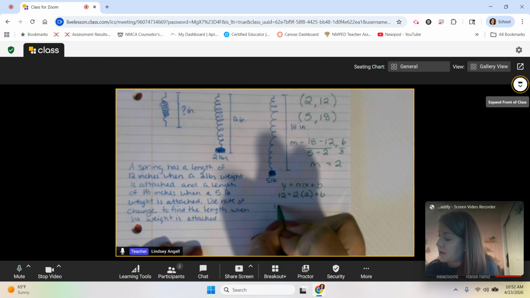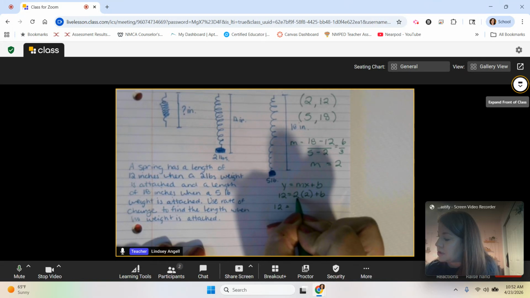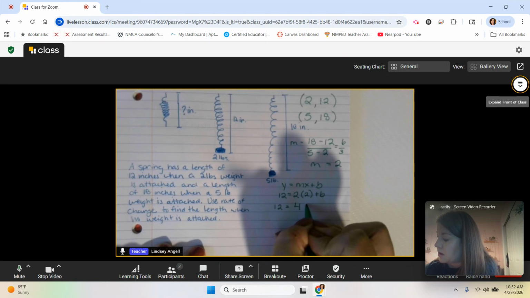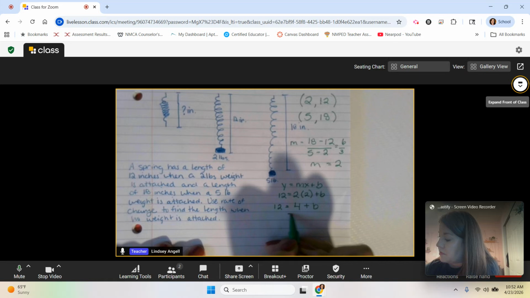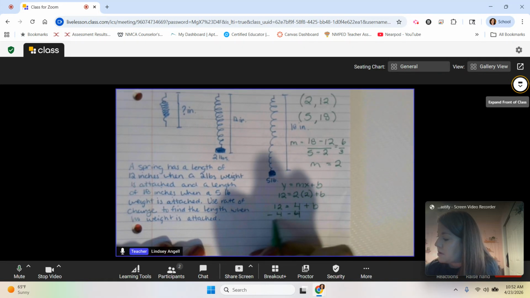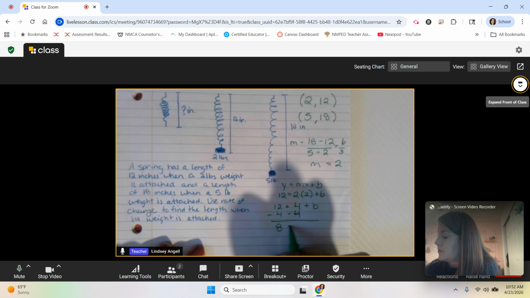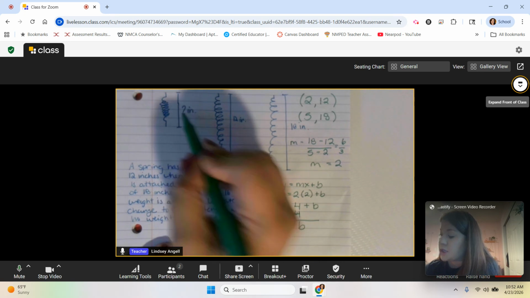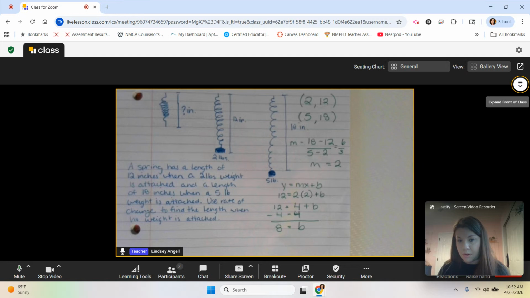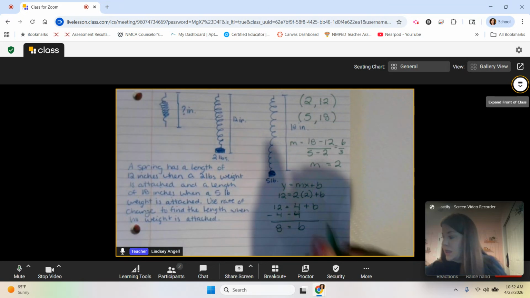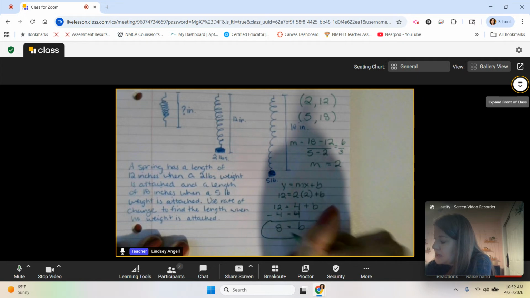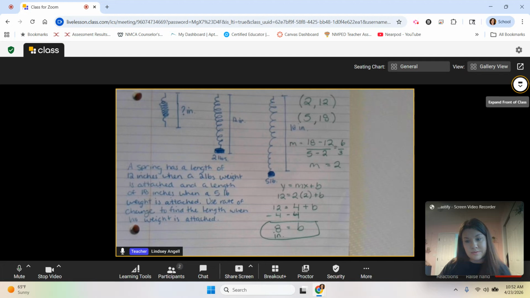So we've got 12 equals, and then 2 times 2 is 4, plus b. Well, to solve, we'll subtract 4 from both sides. 12 minus 4 is 8. 4 minus 4 is 0, so we're just left with b. And that's what this is. That's our starting point. Remember, your starting point, that's when x is 0, right? So in this case, x being our amount of weight, okay? And so in this case, it would be 8, we can assume inches, all right?